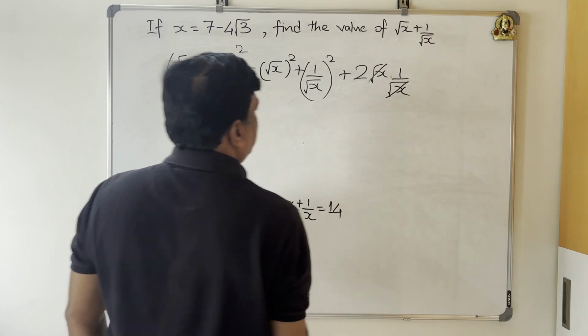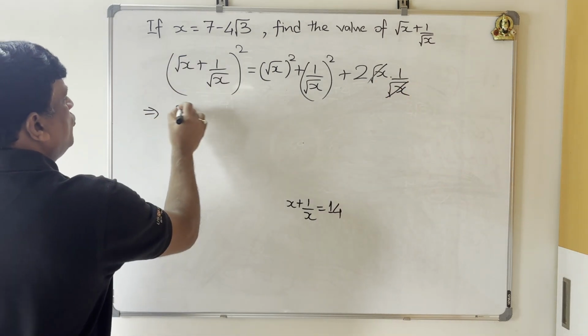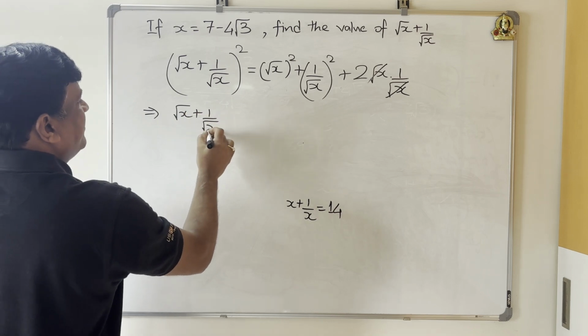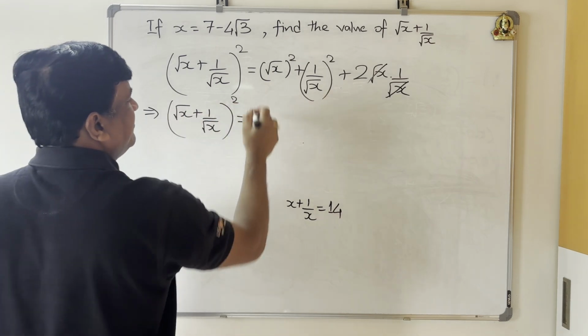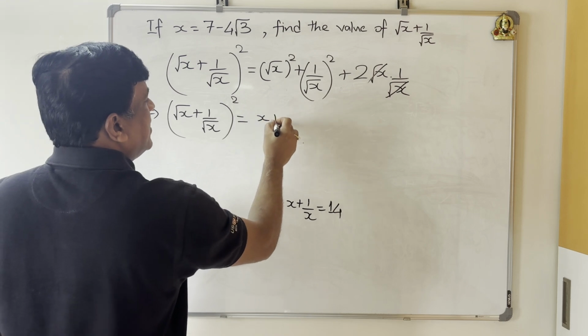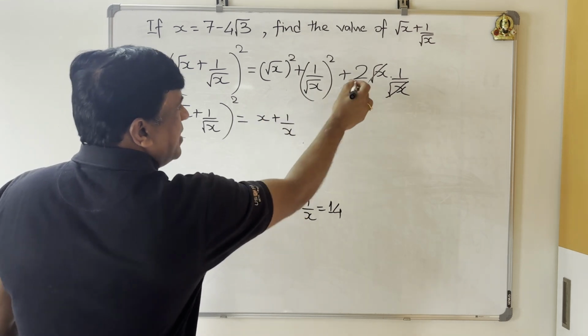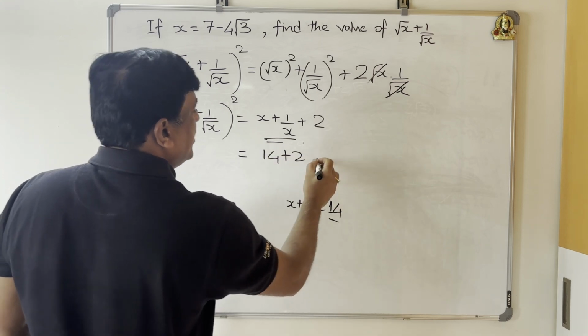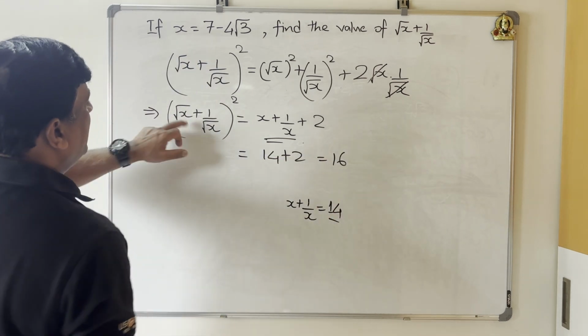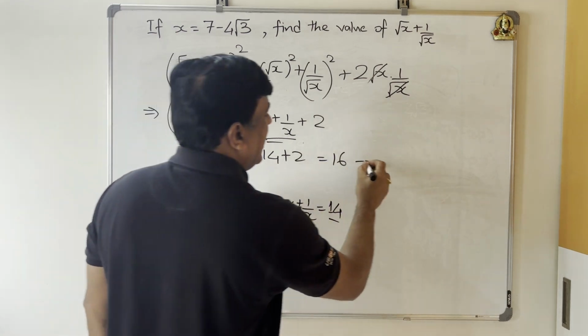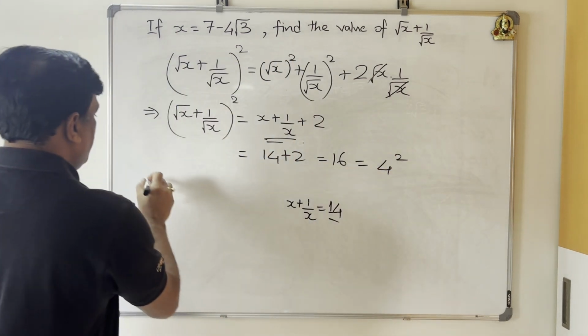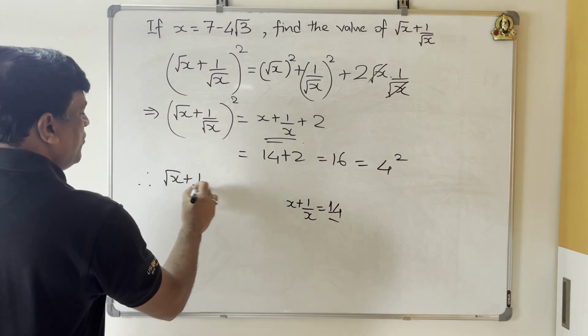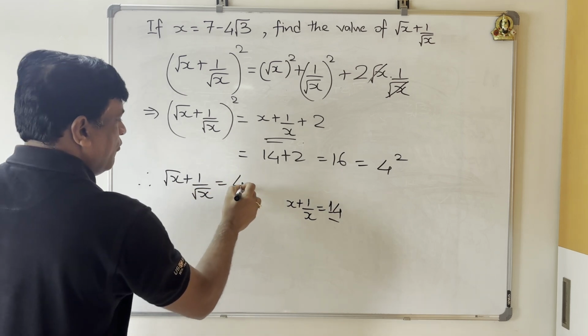Look at it, these two get cancelled out, right? So your root x plus 1 by root x whole square is nothing but root x into root x will become x, plus similarly this one will become 1 by x, plus 2. So what do you have? Here you have 14. Put this value, 14 plus 2. You get 16. So root x plus 1 by root x is the square root of 16. How can I write it? I can write it as 4 square. Therefore your answer is root x plus 1 by root x is equal to 4. That's your answer.